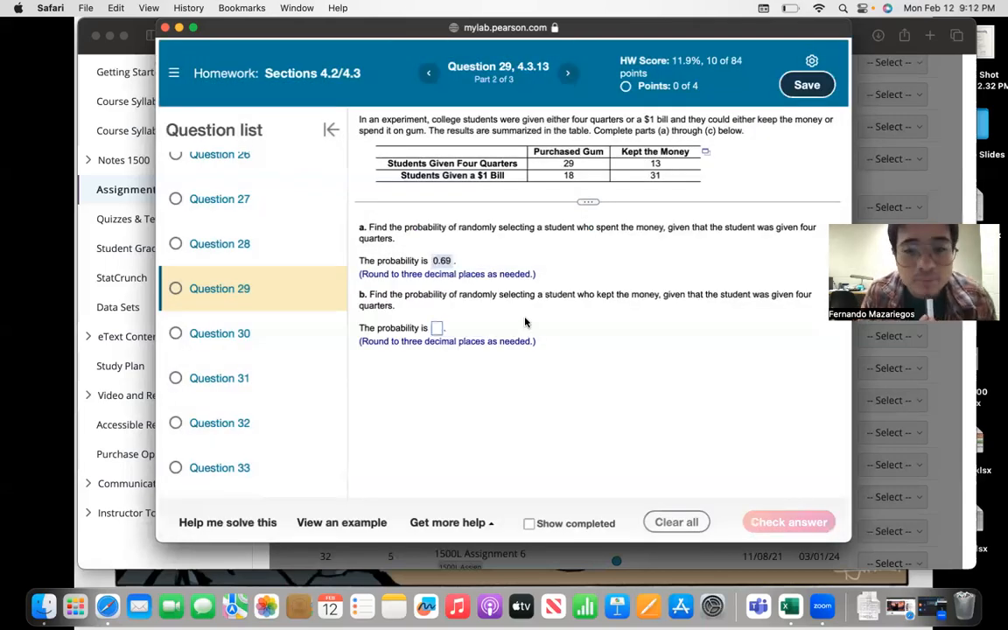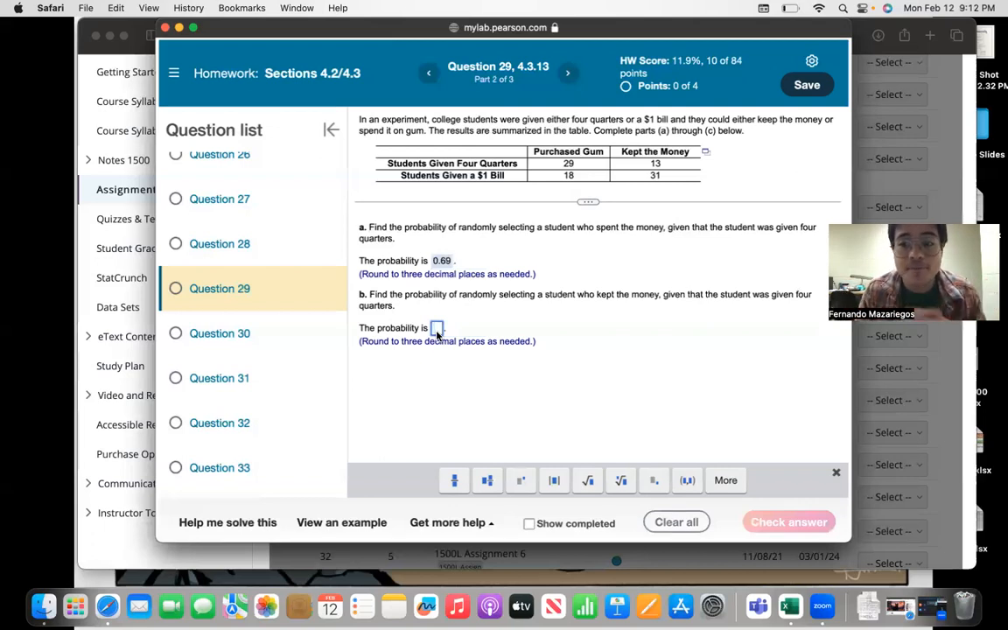Find the probability of randomly selecting a student who kept the money, given that the student was given 4 quarters. This is pretty similar, but now we are interested in the students who kept the money. There are several ways of doing this. We could use a formula, we could do what we just did, or we could also use the complement. But let's do the same thing we did to practice a little bit more.